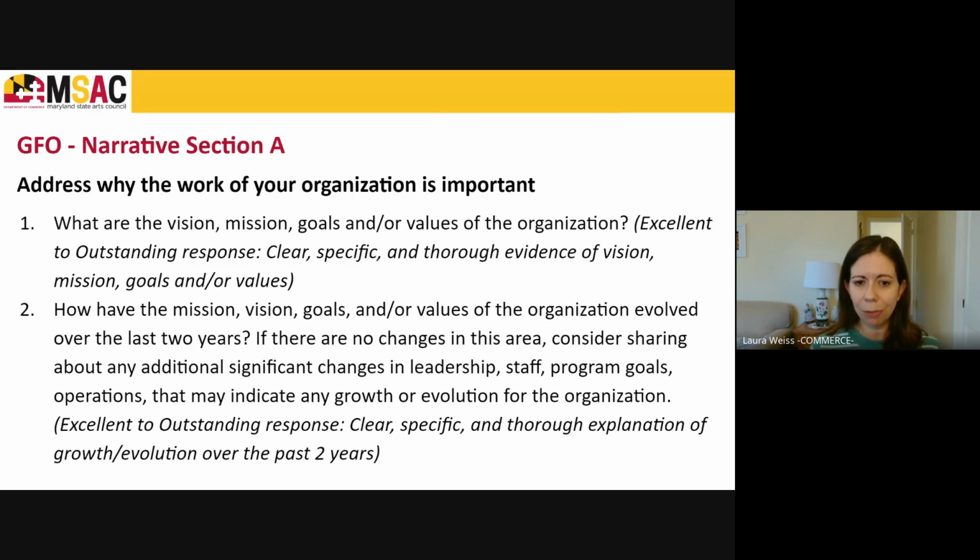Question two, very much related to question number one, is how have the mission, vision, goals, and/or values of the organization evolved over the last 2 years? If there are no changes in this area, consider sharing about any additional significant changes in leadership, staff, program goals, or operations that may indicate any growth or evolution for the organization. So really looking at how the organization has changed and evolved over the past 2 years. And again, for that excellent to outstanding response, we're looking for a clear, specific, and thorough explanation of growth or evolution over the past 2 years.